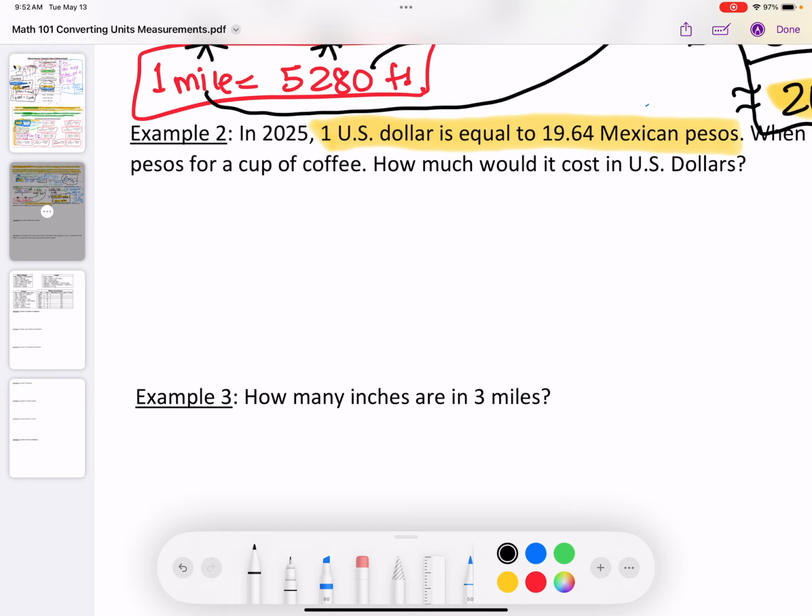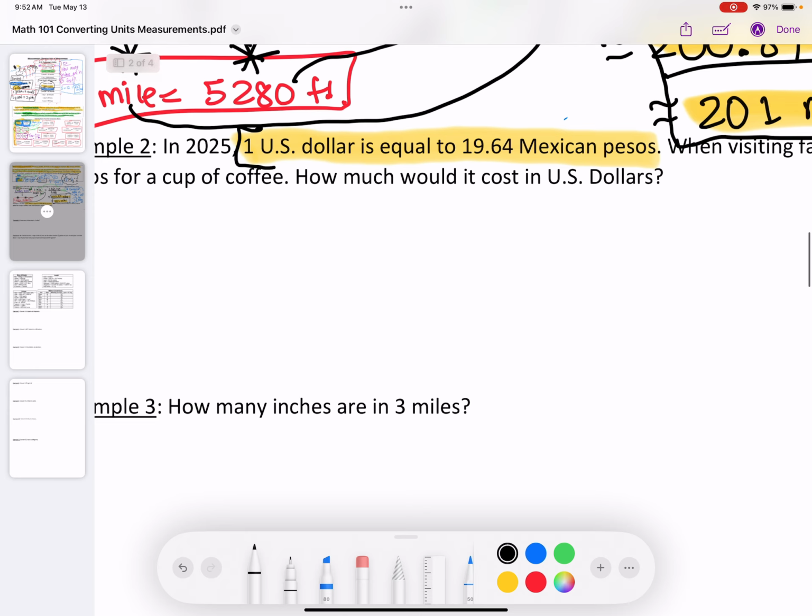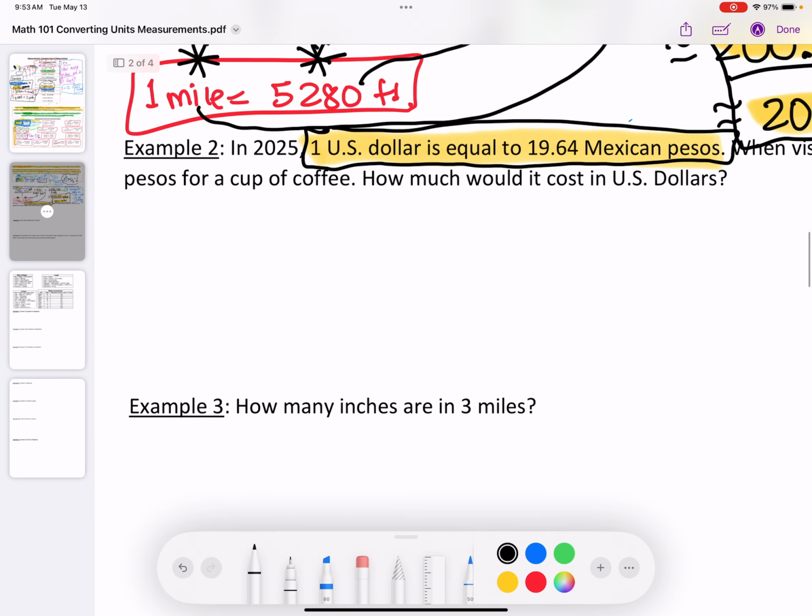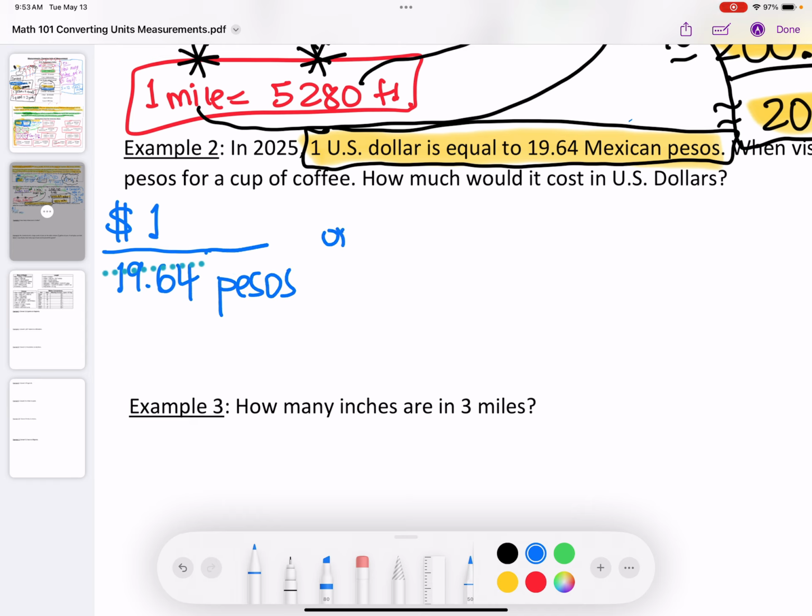Now I need to set this problem up here. What do I have? What am I starting with? So this is the conversion rate. This is not the number I'm starting with. They're just saying this is how many. So what's going to happen with that is I'm either going to use the fraction 1 dollar, I could just put a dollar sign, I was going to write the words US dollar, why would I make my life harder, over 19.64 pesos, or the other way around. It depends on what I need to do. I'm not sure yet. It could be upside down. You never know. We'll see. One of those I need to use. Okay.